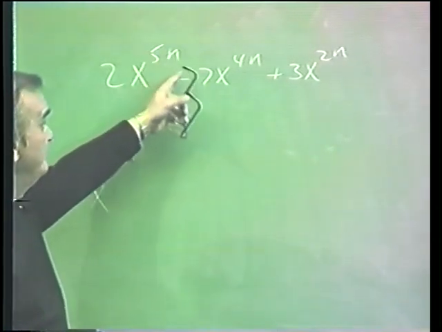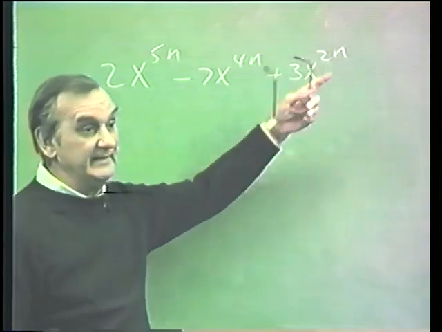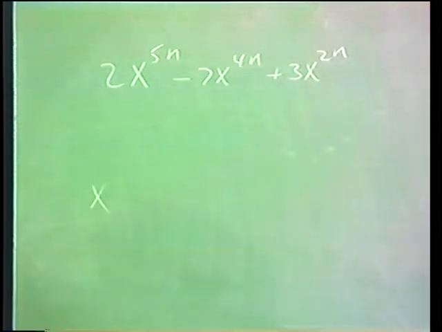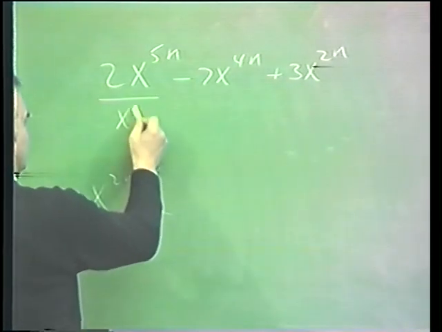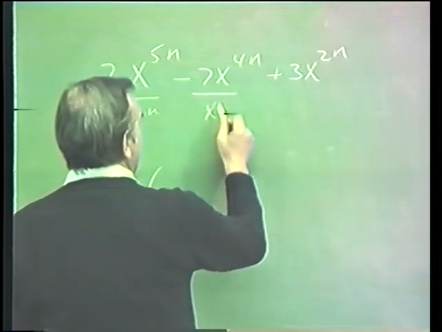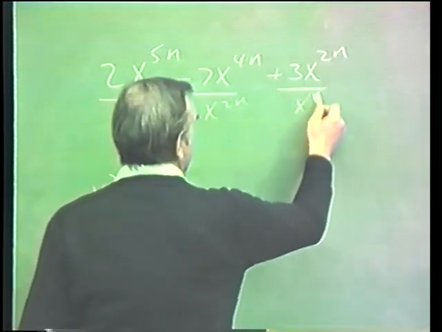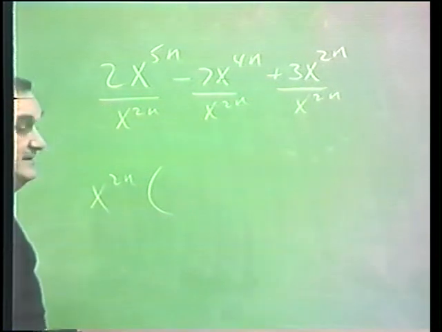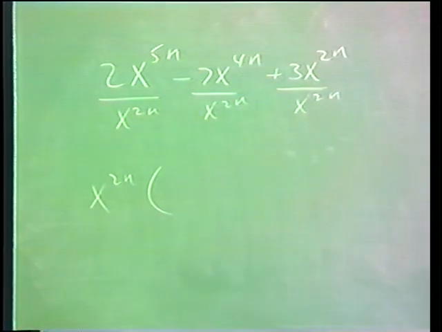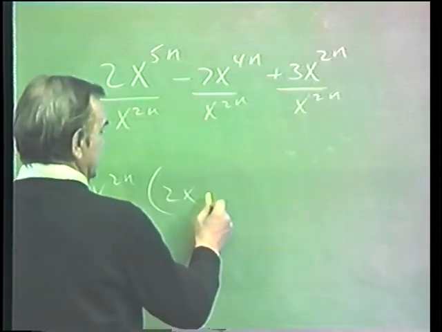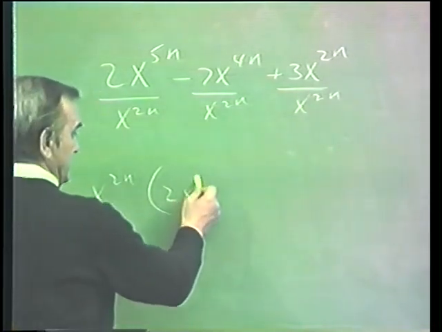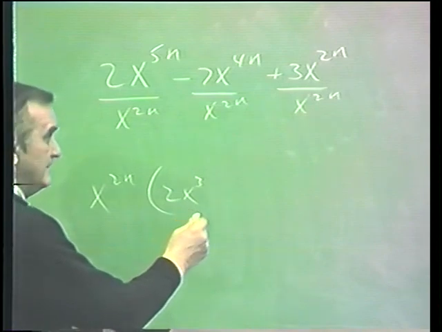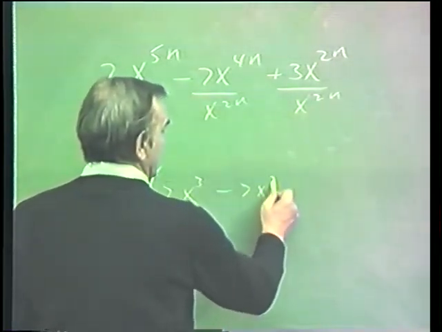Well, we have exponent 5n, 4n, 2n. Which one is the smallest? Well, it's 2n. So this is what we are extracting. We're now going to divide each term by x to the 2n. If we do this correctly, what do we get? 2x to the third minus 7x to the third, minus 7x squared plus 3.